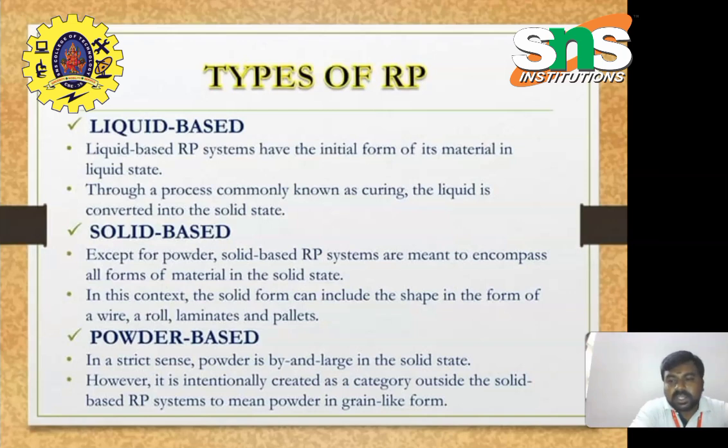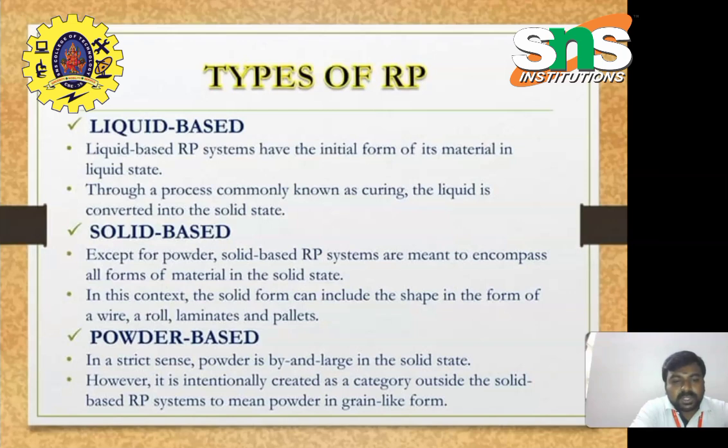For example, stereolithographic process. A solid based method: except for powder, solid based rapid prototyping systems are meant to encompass all forms of material in the solid state. In this context, the solid form can include the stock in the form of wire, roll, laminates, and pellets. For example, fused deposition modeling process and laminated object manufacturing process.